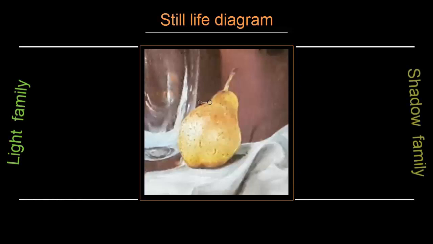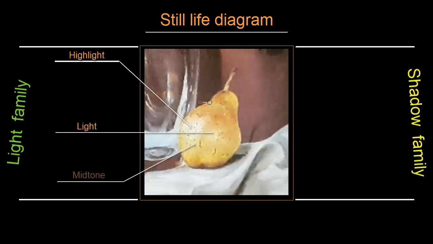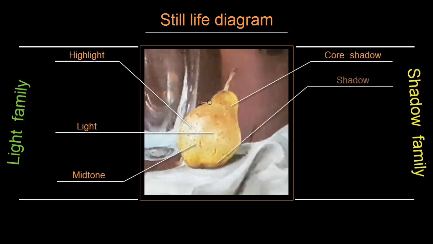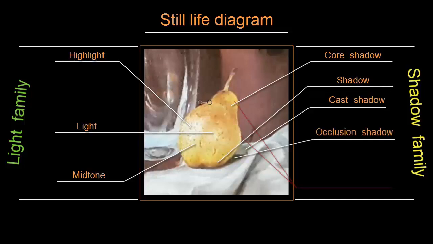The diagram is made up of the light family and the shadow family. In the light family there are highlight, light and meter, while in the shadow family there are core shadow, shadow, cast shadow, occlusion shadow, and reflected light, which is one of the most important details in still life paintings.